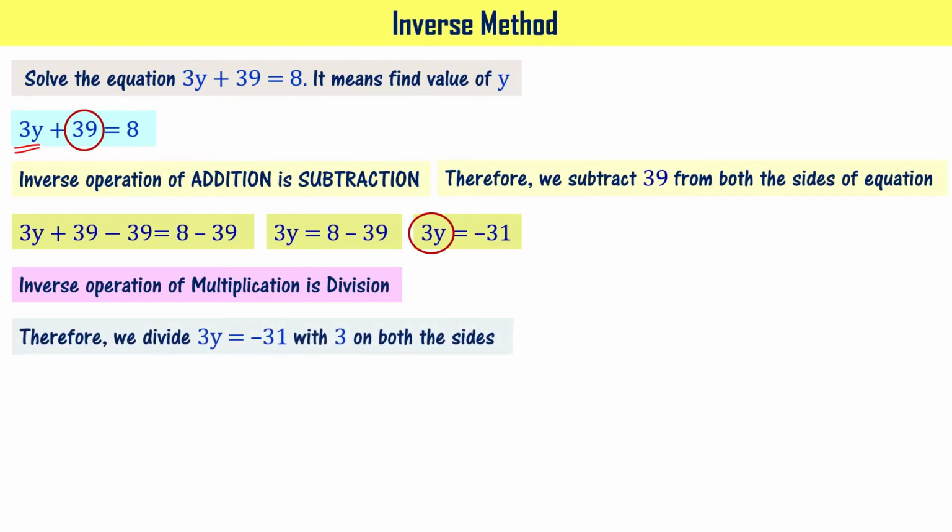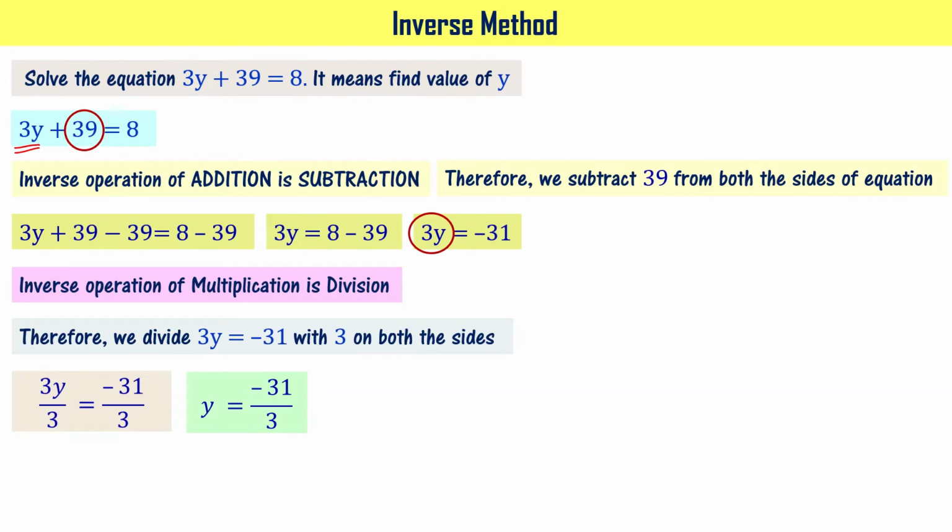When we have done that, we got 3y by 3 equal to minus 31 by 3. When you simplified it, you got the solution y equal to minus 31 by 3, right? Please note this point. We are applying inverse operation for transferring the terms from one side to the other side, right? That is why this method is called inverse method of solving the linear equation, right?